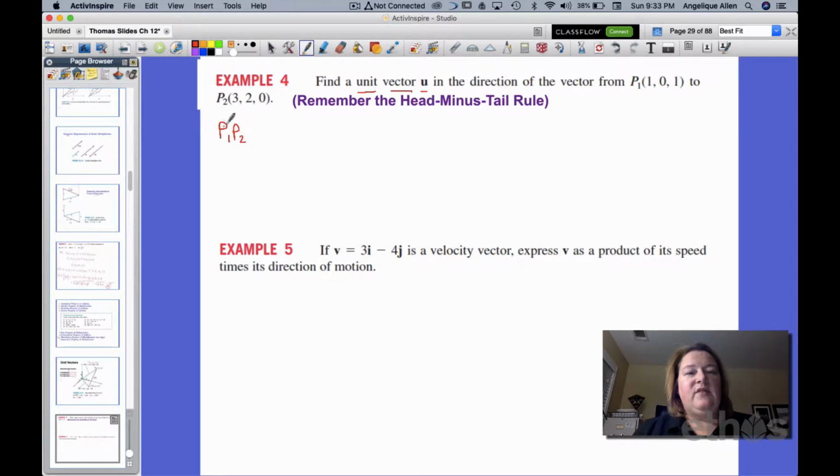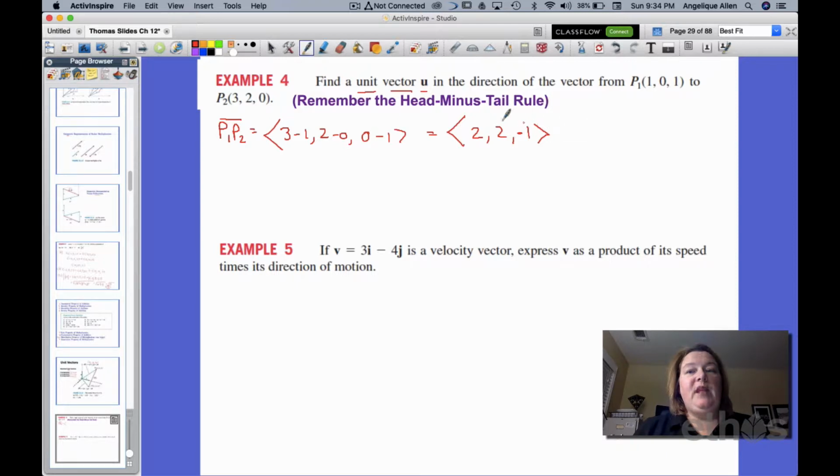Here we go. The vector P1P2, we're going to use the head minus tail rule, and I'm going to use component form. So the end minus the beginning. Head minus tail, 3 minus 1. That's terrible handwriting. Writing on this board is harder than you might think. 2 minus 0, and 0 minus 1. So we've got 2, 2, negative 1 as the vector P1P2.